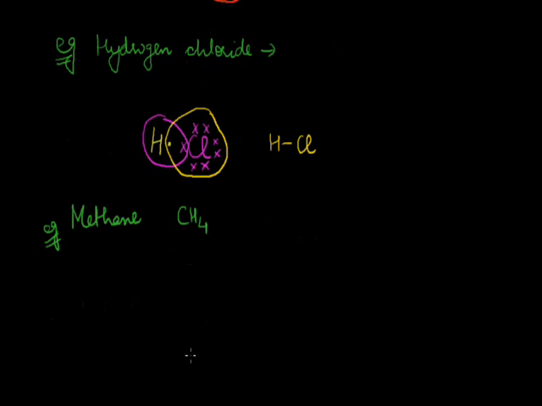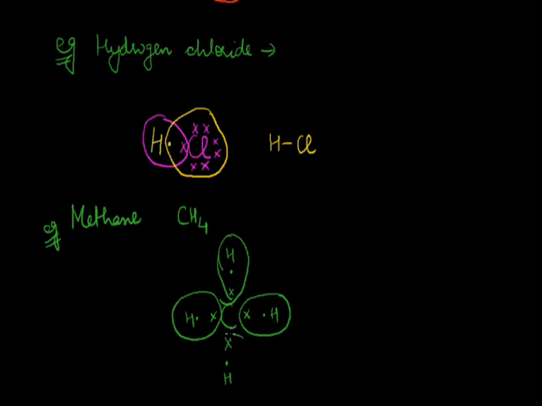There is 1 atom of carbon. So this is 1 atom of carbon. It has 4 valence electrons. There are 4 atoms of hydrogen, each having 1 valence electron, right? Every hydrogen atom will complete its duplet and it will get stable by acquiring helium electronic configuration, and carbon will complete its octet.